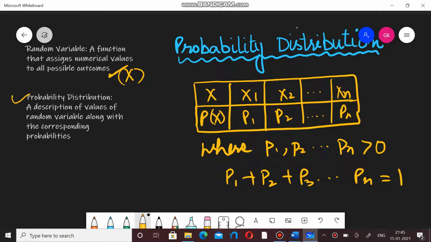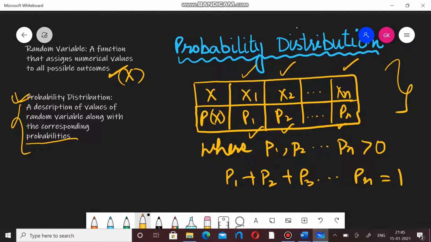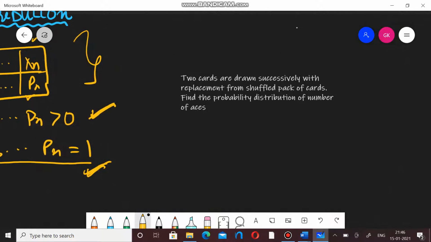Now, what is a probability distribution? A description of the values of a random variable along with the corresponding probabilities. You are writing random variable, say x1, x2 up to xn for that particular case, and you're finding out the corresponding probabilities, and when you write them together, you describe them. That is known as probability distribution. Remember that probability always has to be positive. It means greater than 0, and the sum of the probabilities in a probability distribution is always equal to 1. I will explain it in detail in the example which I've taken.